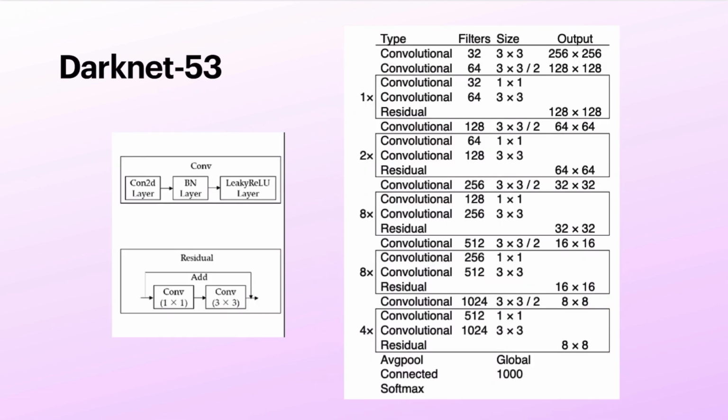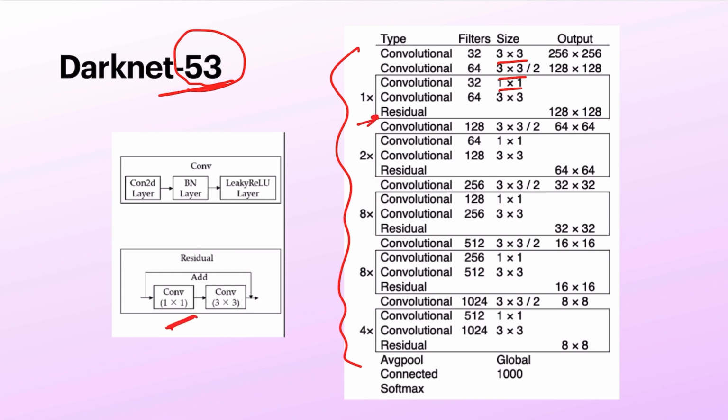YOLO V3 incorporates all these features and introduces a new backbone called DarkNet-53. The number 53 indicates the number of layers in the classification network. If you observe here, there are 53 layers. In the architecture, all the layers are either 3x3 convolutions or 1x1 convolutions. There are no pooling layers anymore. And you can see that there are residual blocks. This is how a residual block looks like. It has a skip connection in between. Each convolution block is a combination of a convolution layer, batch normalization and a leaky ReLU. So these are all the changes they have made with respect to the architecture.